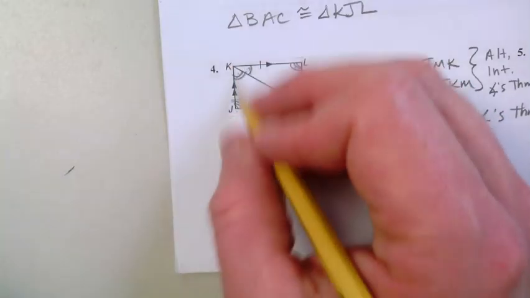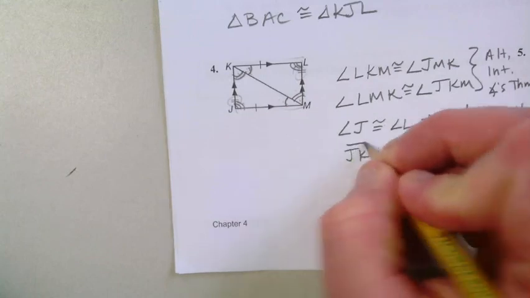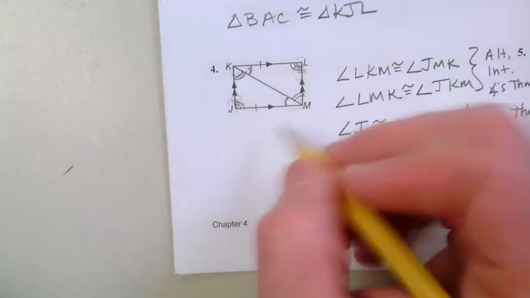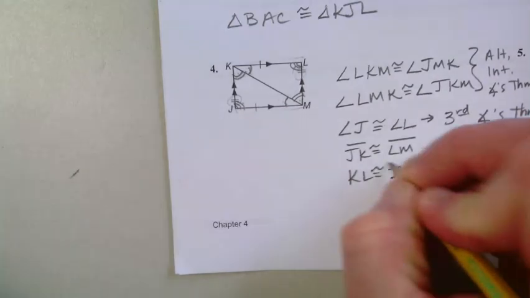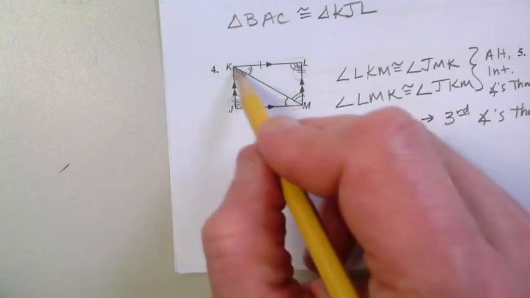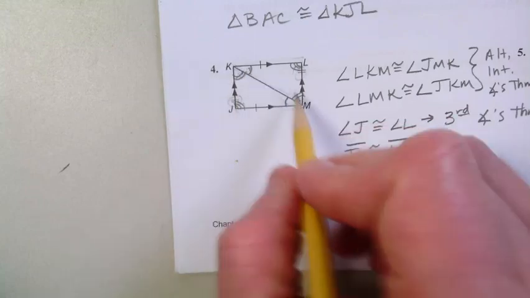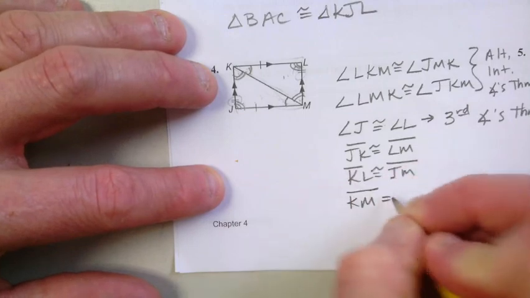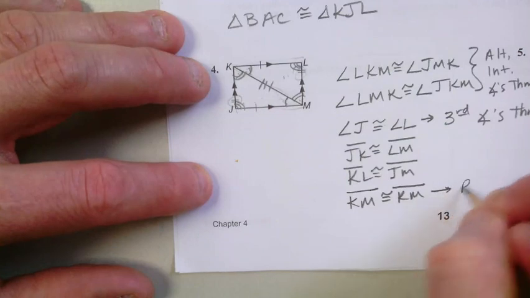Well, I know that JK, two congruency marks there, is congruent to LM. So JK is congruent to LM. Okay. I also know that KL is congruent to JM. Okay, and then this segment right here, which really seems inconspicuous, it really doesn't look like it has much to do with the problem, but it is the same side length in both triangles. And so I'm going to write down that KM is congruent to KM by the reflexive property.